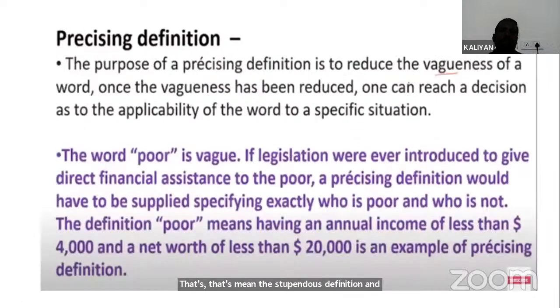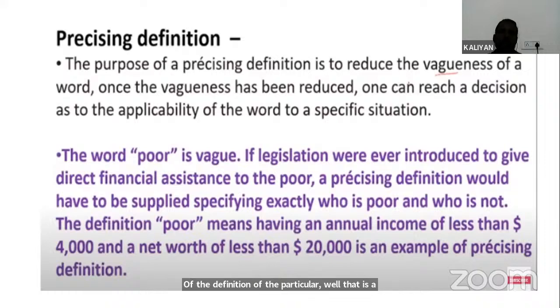And the precising definition. The purpose of the precising definition is to reduce the vagueness of a word. When the vagueness has been reduced, one can reach the right decision as to how to apply the word to the situation. So the word poor is vague. If legislation were ever introduced to give direct financial aid to the poor, we need a precising definition of who the poor are. So we need a very simple and clear definition of the particular word, that is a precising definition.